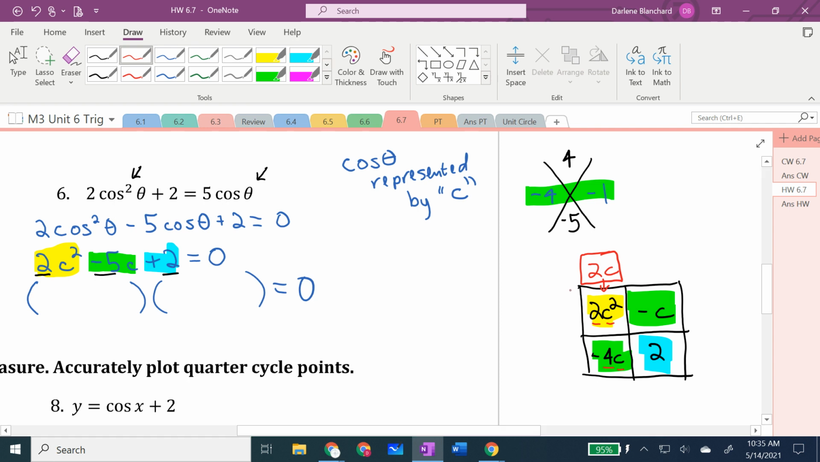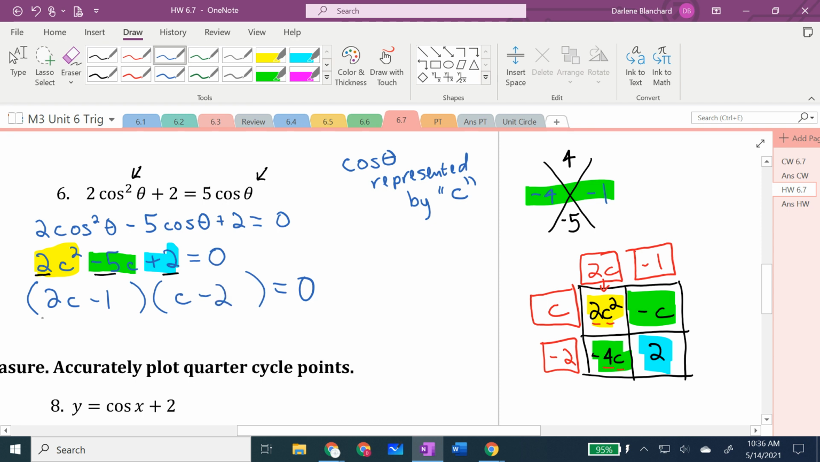So now in figuring out what does this need to be if that's 2C, what do I multiply 2C by to get 2C squared? And then for this one, what do I multiply 2C by to get negative 4C? And then lastly, this box, C times what is negative C, and double check negative 2 times negative 1 is positive 2. I've got the factoring. The factoring is 2C minus 1 and C minus 2.